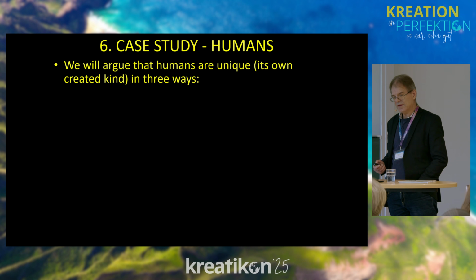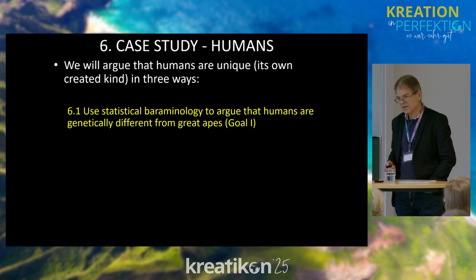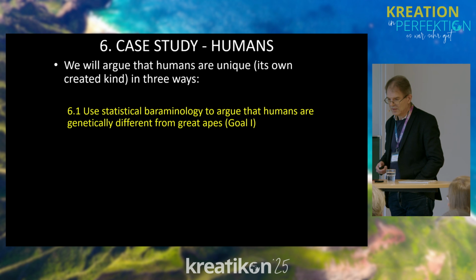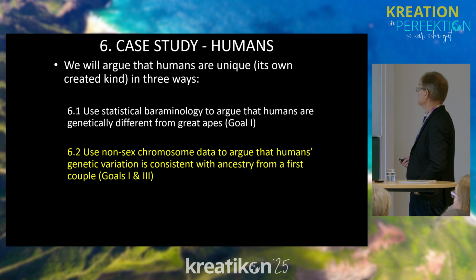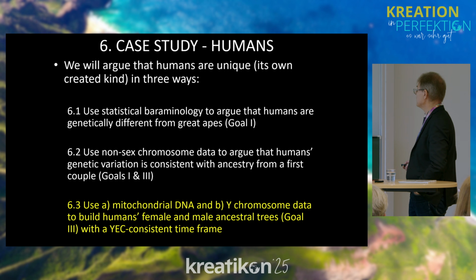So let's now study humans in more detail. I will argue that humans are unique, their own created kind, in 3 ways. Firstly, we will use statistical baraminology to argue that humans are genetically different from great apes and other species. Going back to the study I mentioned earlier, secondly, I will use non-sex chromosome data to argue that human genetic variation is consistent with ancestry from a first couple, Adam and Eve. And thirdly, we will use the female tree from mitochondrial DNA and the male tree from Y chromosome data to build humans' female and male ancestral trees with a time frame that is consistent with young Earth creationism.